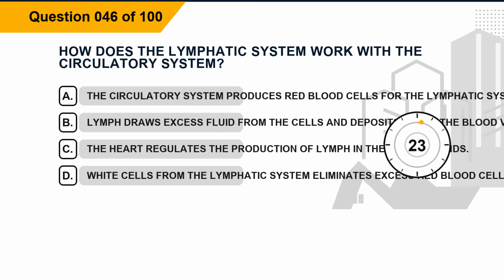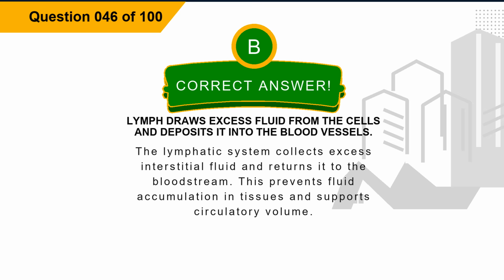Question 46. How does the lymphatic system work with the circulatory system? Option A. The circulatory system produces red blood cells for the lymphatic system. Option B. Lymph draws excess fluid from the cells and deposits it into the blood vessels. Option C. The heart regulates the production of lymph in the lymph glands. Option D. White cells from the lymphatic system eliminate excess red blood cells. The correct answer is option B. Lymph draws excess fluid from the cells and deposits it into the blood vessels. Explanation. The lymphatic system collects excess interstitial fluid and returns it to the bloodstream. This prevents fluid accumulation in tissues and supports circulatory volume.